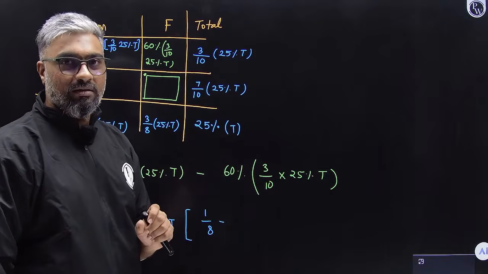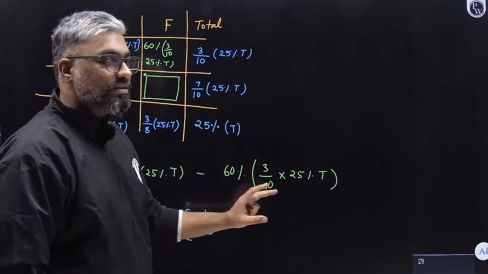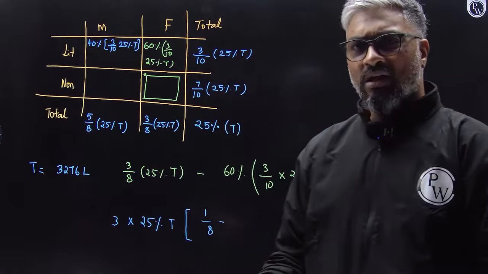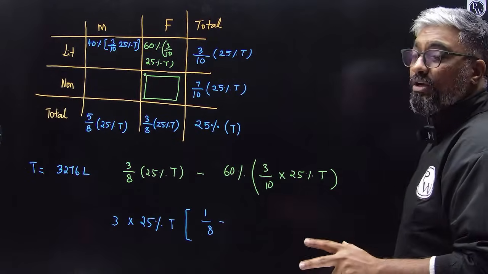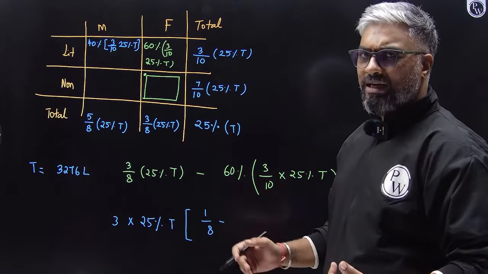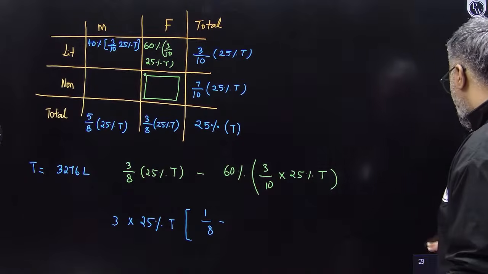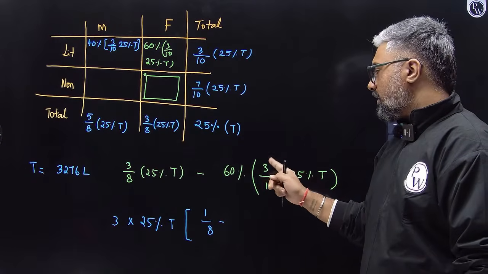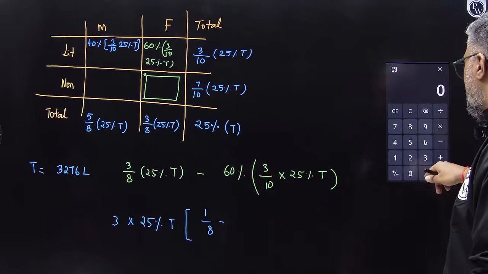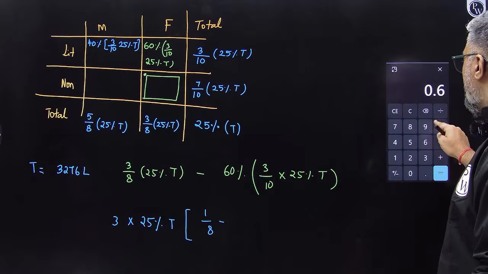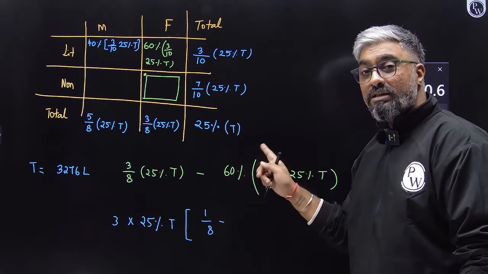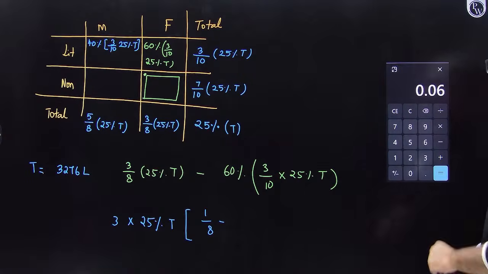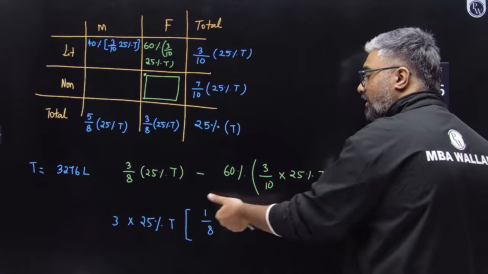What is 60% of 1 by 10? If you want to put it as fractions, put it. If you want to bring it down as decimals, bring it down. Choice is yours. Since we are anyways going to use the calculator, might as well do it directly. I'll first calculate this bit. 60% of 1 by 10 is 0.6 into 0.1, which is 0.06. This needs to be subtracted from 1/8.